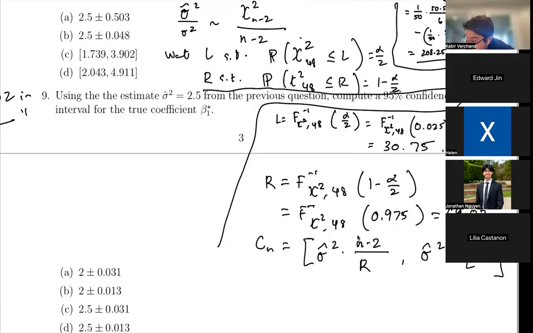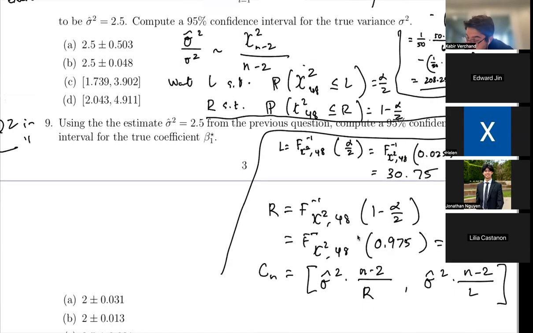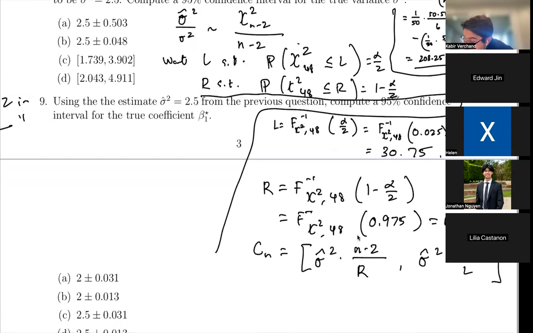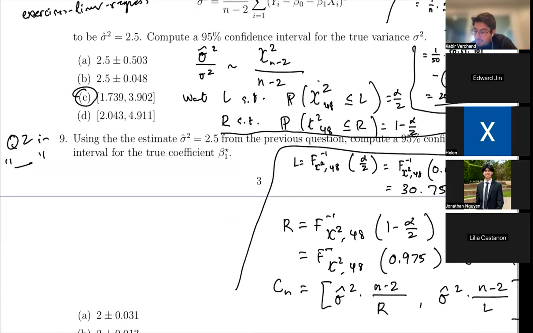We substitute n minus 2, this is 48. R is equal to this quantity 69.02. L is equal to 30.75. And sigma hat squared is 2.5. When we plug each of these quantities in, we end up getting C. Just check the chat one time. Cool. And that's the answer for question 8.